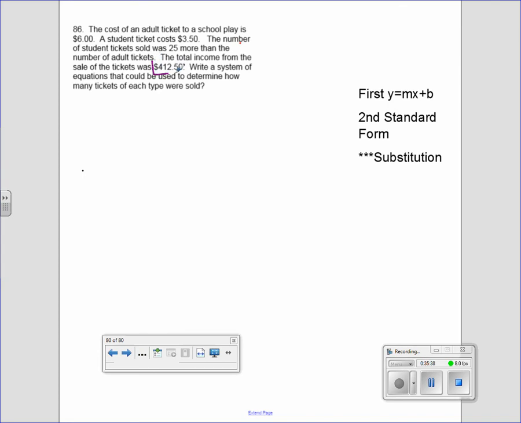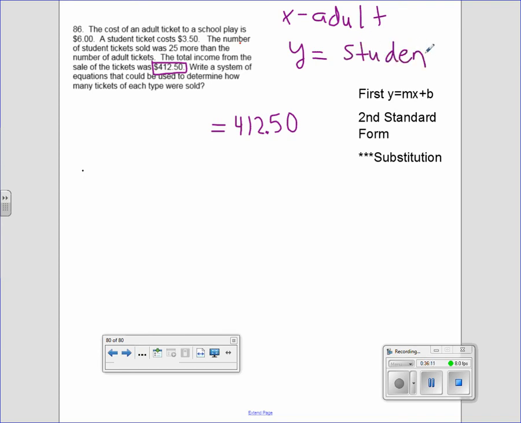So I see a total here of 412.50. So I know a total is going to be 412.50. And in math, a total looks like equals. That's what everything is going to equal. So I'm going to write equals 412.50. And then I need to figure out what goes here. But first I need to define what x and y are. So I'm going to make x be the adult tickets, and y is going to be the student tickets.